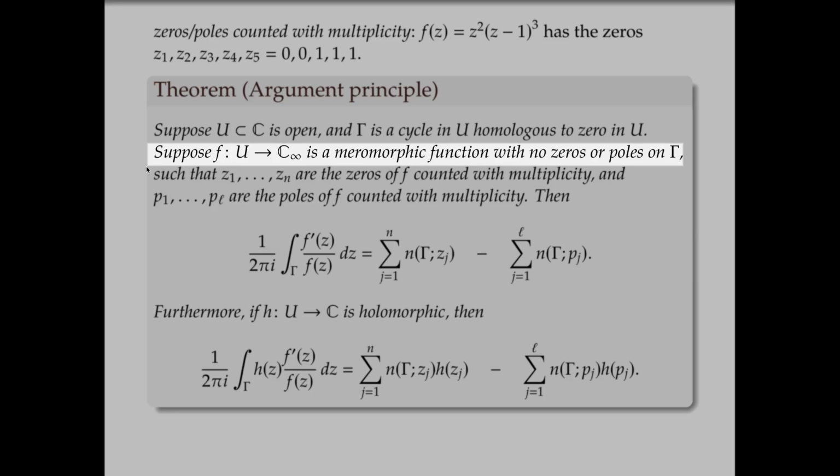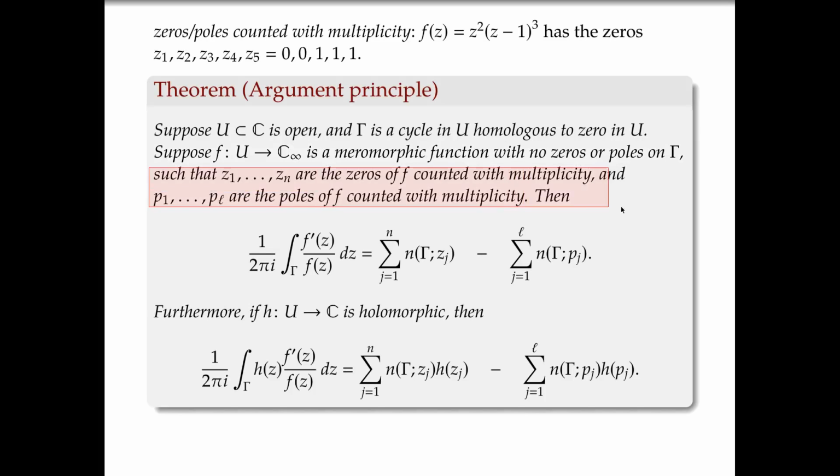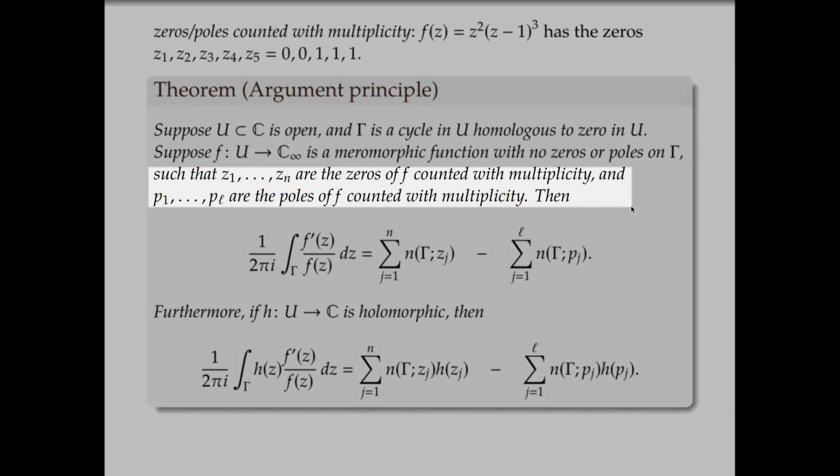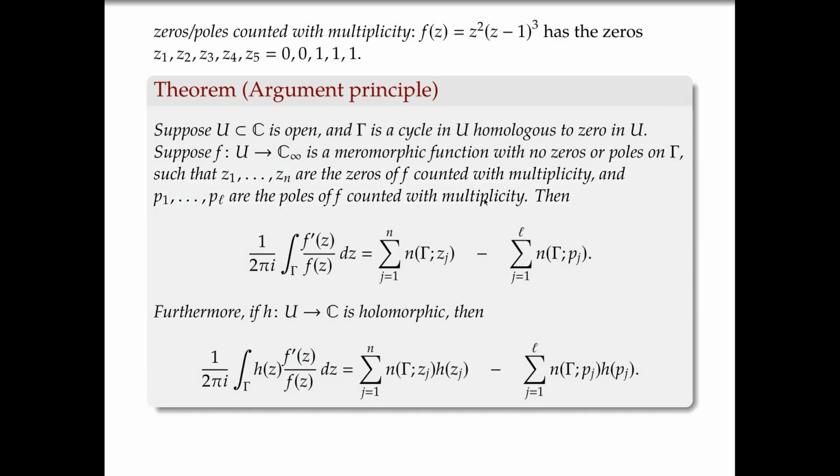And furthermore, we write down all the zeros of f as z1 through zn, and all the poles of f as p1 through pl. So we enumerate them. We're assuming there are only finitely many zeros and finitely many poles. Then the theorem is that we have the following formula.